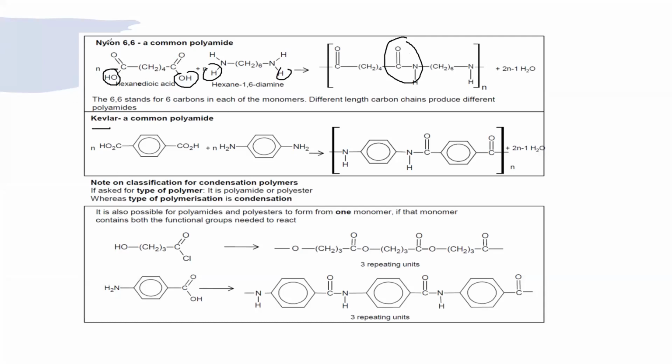So it contains a dicarboxylic acid and a diamine, but these are aromatic compounds. You can see a benzene ring is also attached. The carboxylic acid will lose its OH and the amine will lose its H, and there will be an amide or peptide linkage.